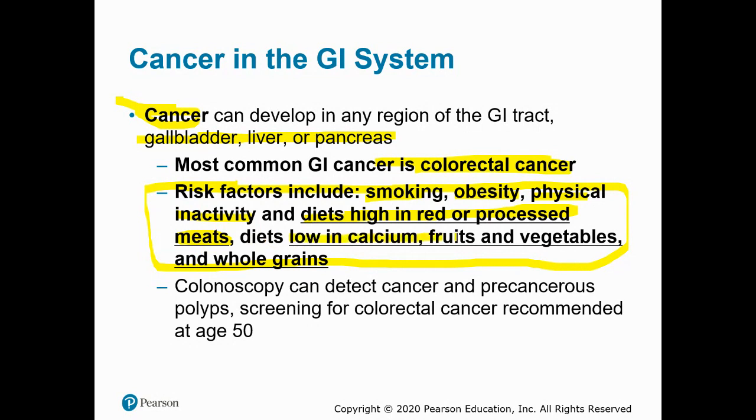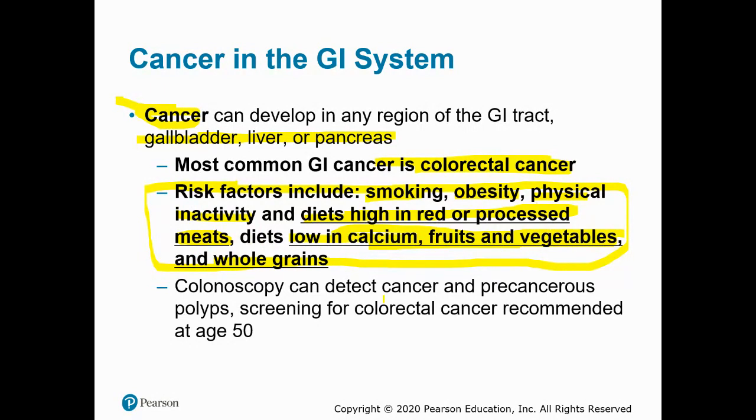As well as diets that are low in calcium, fruits and vegetables, and whole grains. These are foods that provide a lot of fiber and a lot of water, as well as a host of other nutrients that provide antioxidation. We'll learn about that in Unit 3. So fiber and antioxidants are critical to actually slowing the process of cancer or even reversing the process of cancer and keeping that colon healthy and clean.